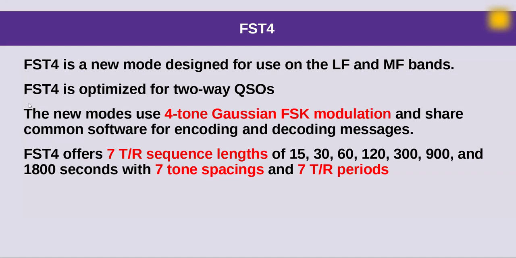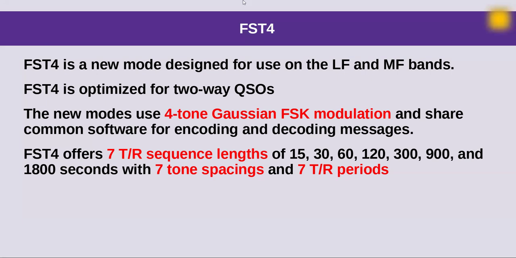This one I'm not familiar with. It's a new mode called FST4. Says it's optimized for two-way QSOs, and it uses a four-tone Gaussian frequency shift modulation. And it appears kind of complicated when I looked it up. There's different transmission receive sequence lengths. There's 7 of those, along with 7 different possible tone spacings, and then there's 7 different transmit receive periods.